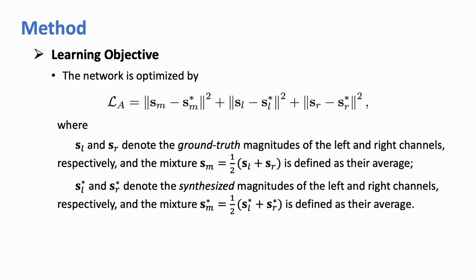We optimize our network by minimizing the magnitude distance between the ground truth and synthesized audio after applying the short-time Fourier transform. Here, the first term of the loss function encourages the network to capture spatial effects induced by distance and geometric occlusion, while the second and third terms encourage the network to learn discriminative masks for the left and right channels.